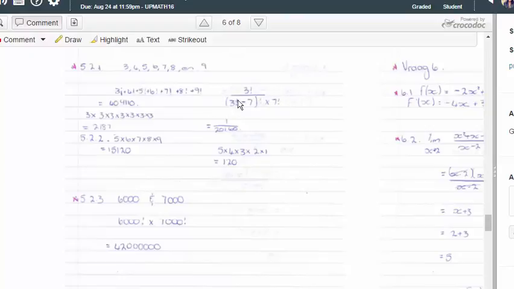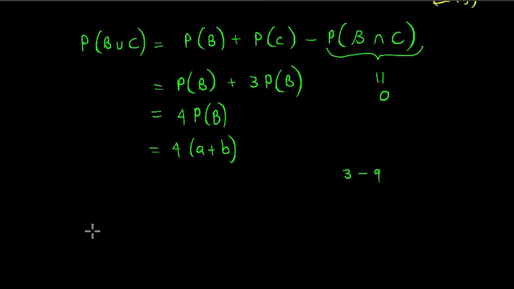I don't know if the student is just using factorials. Okay guys, let me just explain. We have 3 boxes here that we want to fill. 3 digits.